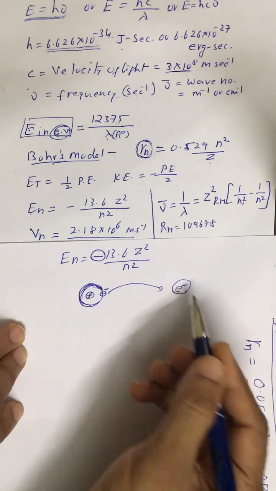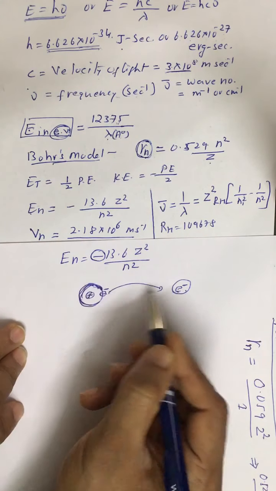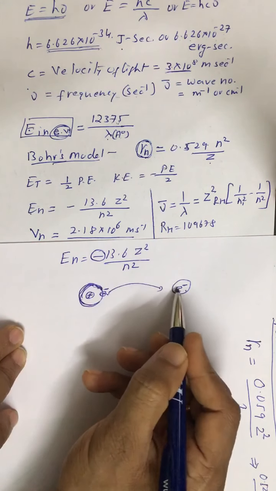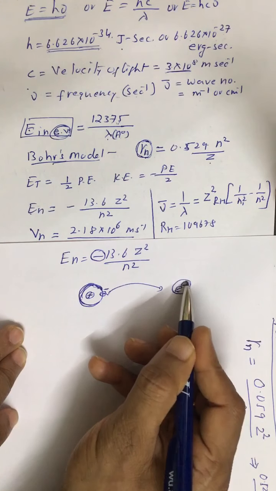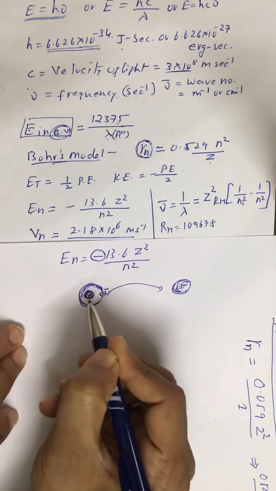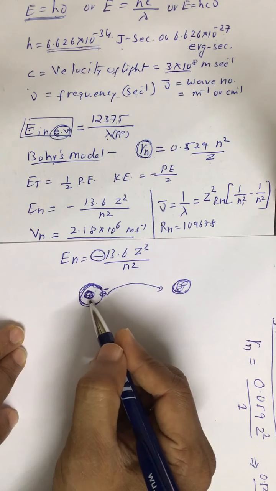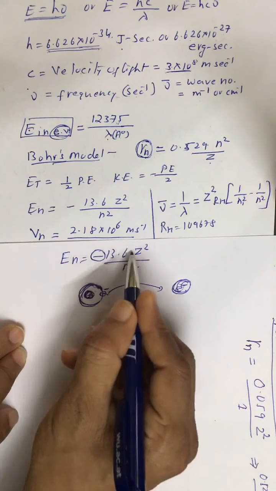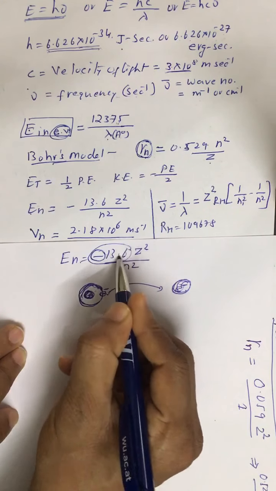Now, if this electron is placed in the first shell, when this electron is introduced in this shell, due to attraction between the negatively charged electron and the positively charged nucleus, some heat energy is released. And the energy released in case of hydrogen is 13.6.